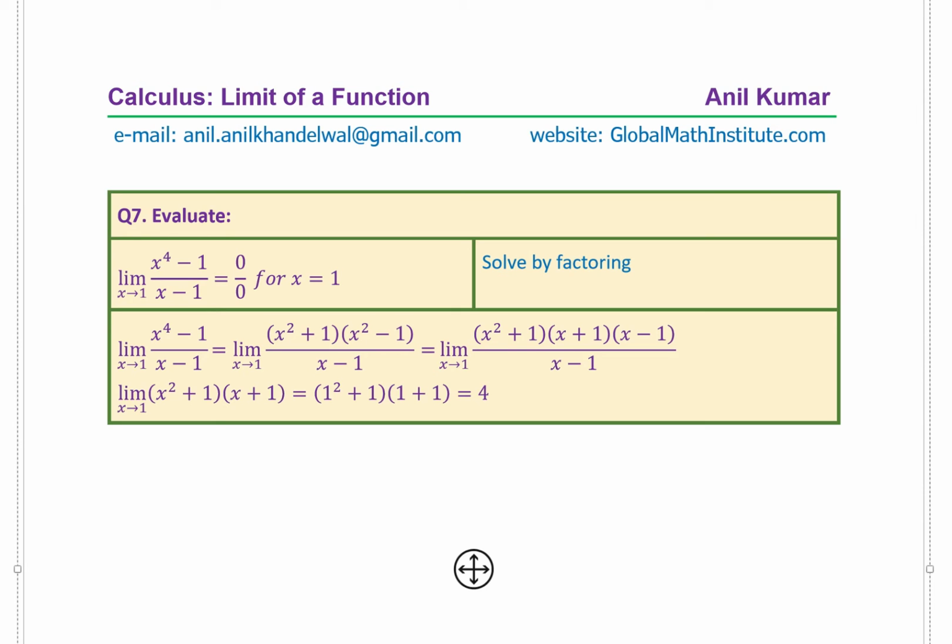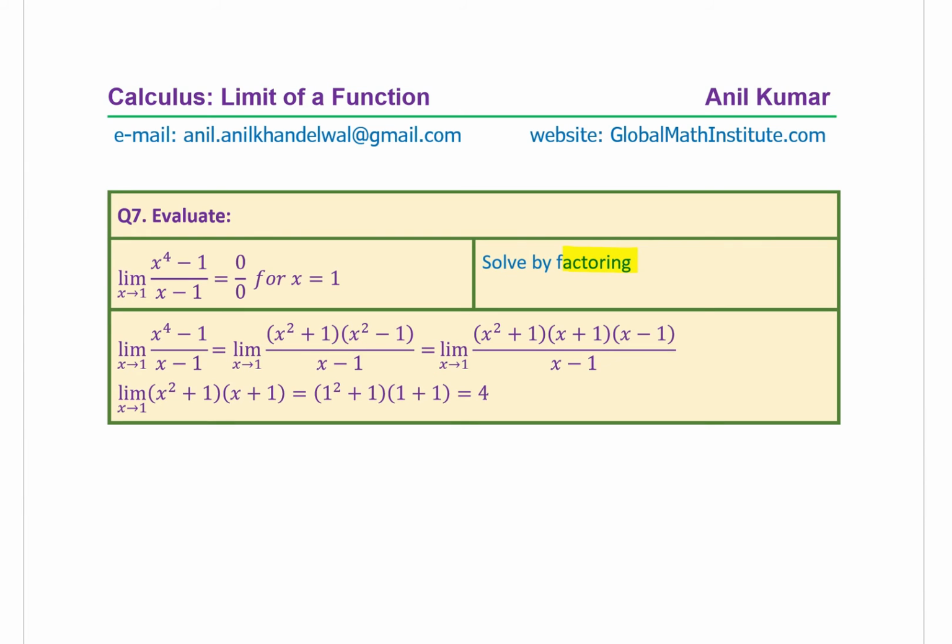So I'd like you to pause the video now, apply the strategies as we see the question, and then check with my solution. Question number 7 is to find the limit of x to the power of 4 minus 1 divided by x minus 1 when x approaches 1. As soon as I substitute 1, I get 0 over 0, indeterminate form. So the best strategy in this case should be what? Well, clearly it is factoring.